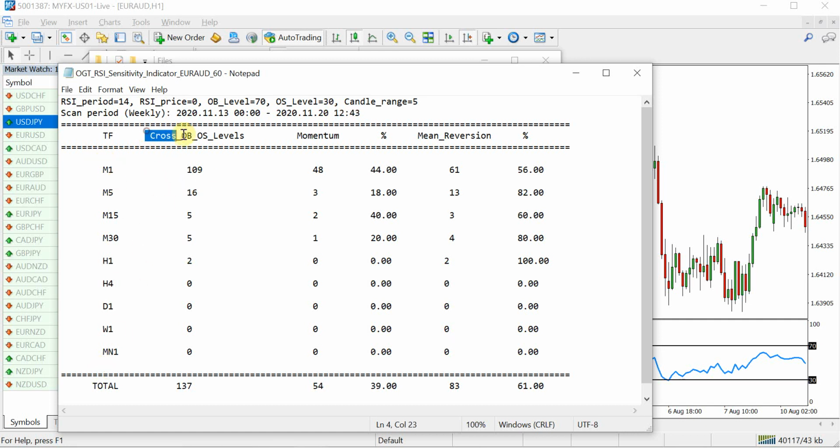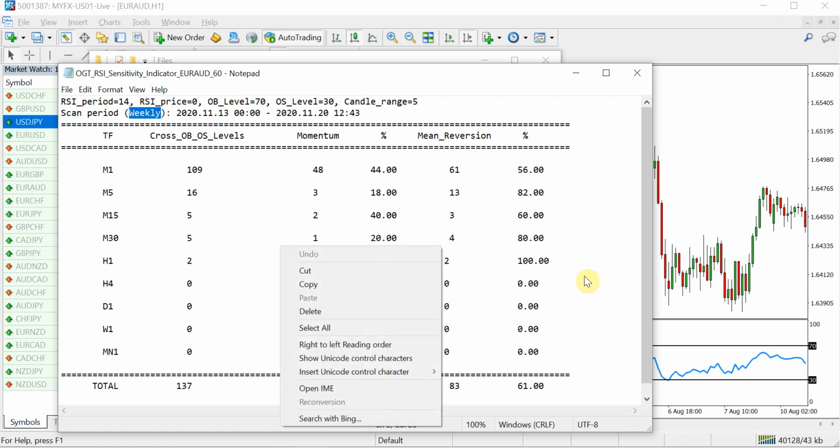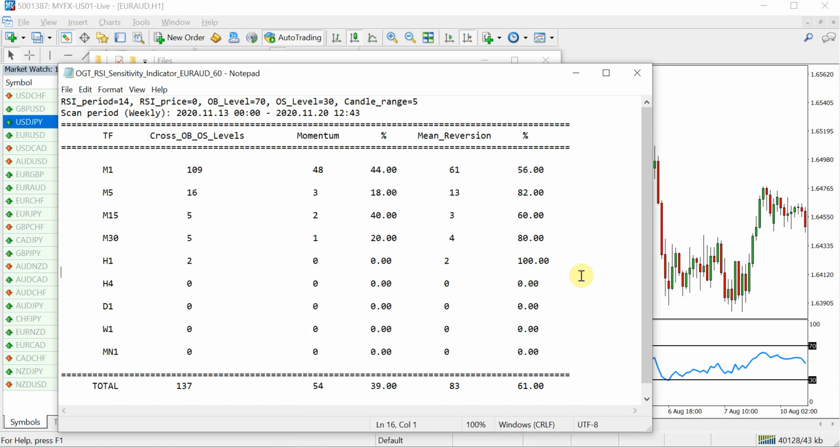It then shows you how many times price crossed the overbought or oversold, the 70-30 levels, across all the time frames. It then tells you after the fifth bar whether or not it was above or below, depending if you're overbought or oversold. So whether it was a momentum outcome or a mean reverting outcome. And then it splits it all by time frame and gives you an overall total for the scan period you're doing. So if you ran this for a year, and we'll do that in a second, it will give you a different outcome.